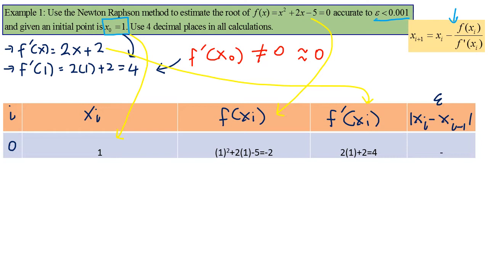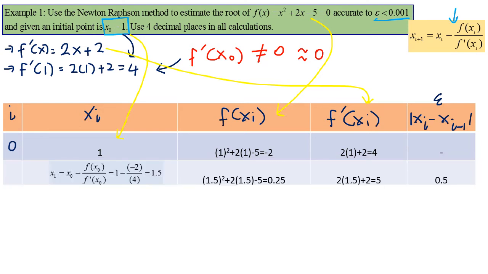Now continue to iteration 1. Use the formula given, the Newton-Raphson formula. To find x1, you have to use the previous x, which is x0, minus f(x0) divided by f prime x0. So substitute into the formula, you get 1.5.